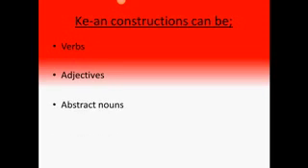Now, Kaan constructions can be three things. The first thing is they can be verbs. Okay, so verbs, actions. Second, they can be adjectives, okay, describing words. And thirdly, they can be abstract nouns, okay, so objects, and we'll go through what an abstract noun is in a bit more detail later.